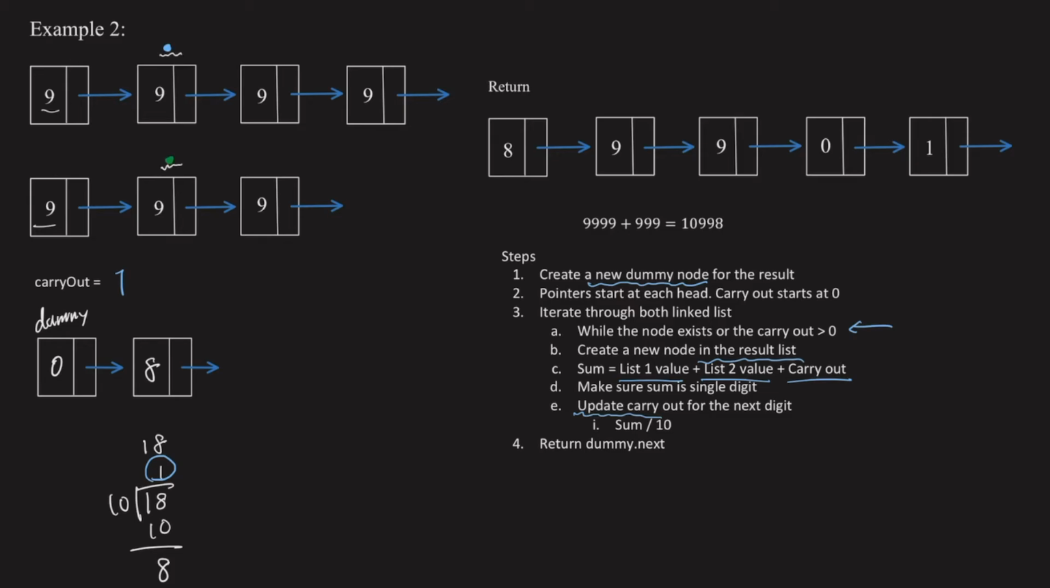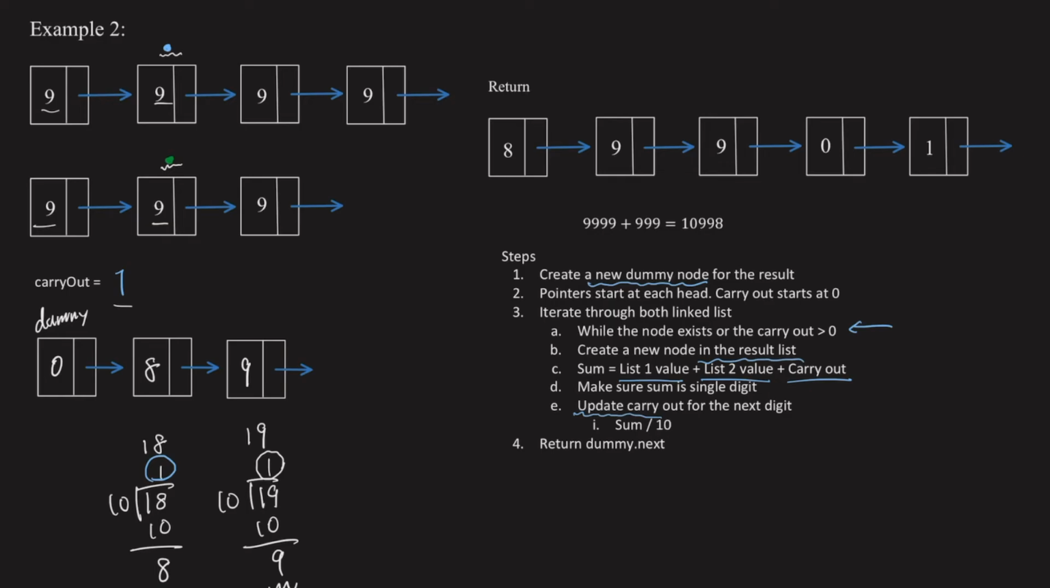The node exists at each pointer. Then we're going to create a new node, calculate the sum, which is going to be 9 plus 9 plus carry out 1, which is 19. Again, we're going to divide this by 10. And we're going to add the remainder to the node, update the carry out with 1.